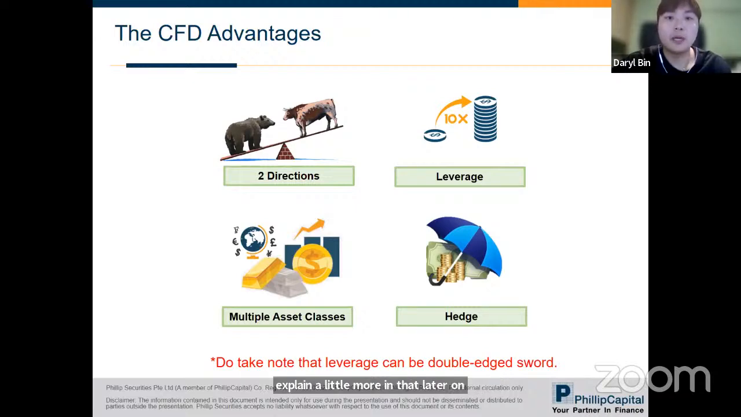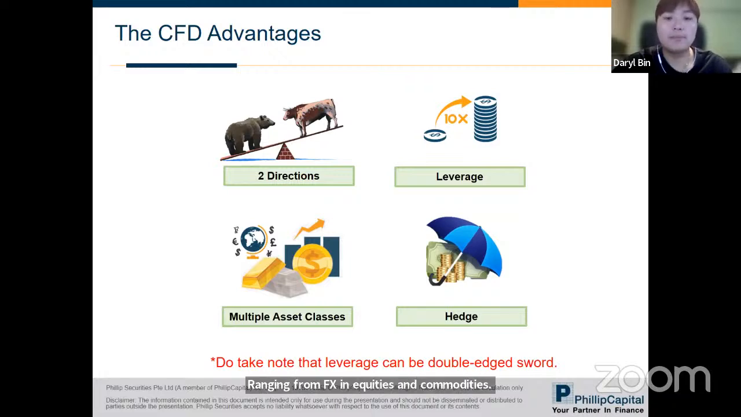We will be able to go long or short. When we think that the stock will go up, we can buy. When we think the stock will go down, we can short the stock and then profit from both situations. So we are not restricted by any market directions. Next, we have leverage, which means that we can use lesser money to own more contracts. Unlike stocks, we have to pay the full price for the stock. And we offer multi-asset classes, ranging from FX, indices, equities, and commodities.